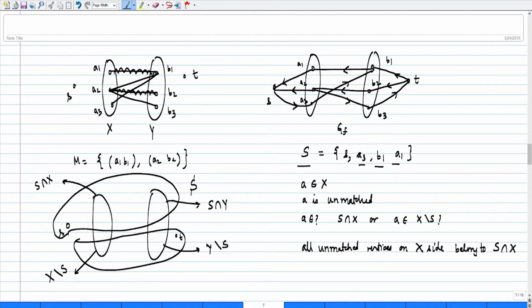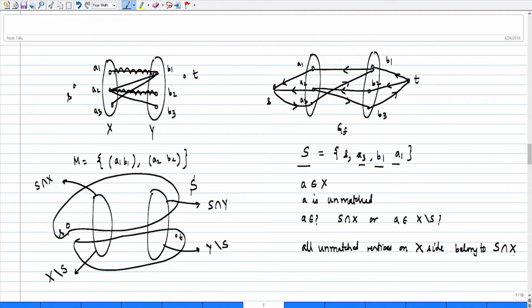We cannot say that only unmatched vertices belong to this, because we have an example. For example, A1 is a vertex which is matched but still belongs to the set S intersection X. So it is not only made up of unmatched vertices on the X side, it can have matched and unmatched vertices, but if a vertex is unmatched and belongs to the X side, it belongs to S intersection X, right?